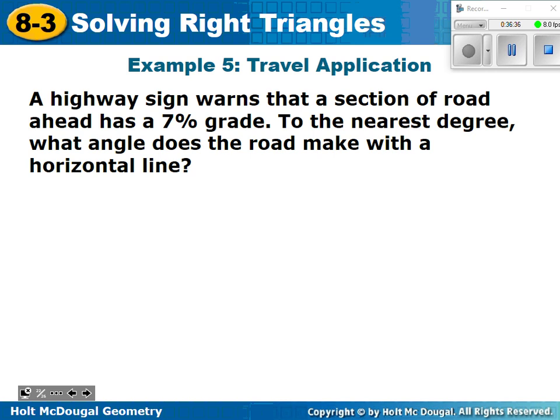Yes, because it says to the nearest degree, what angle does the road, which this is the road, make with the horizontal? So this is the horizontal, so the angle that that creates. Yes, perfect. Good job.